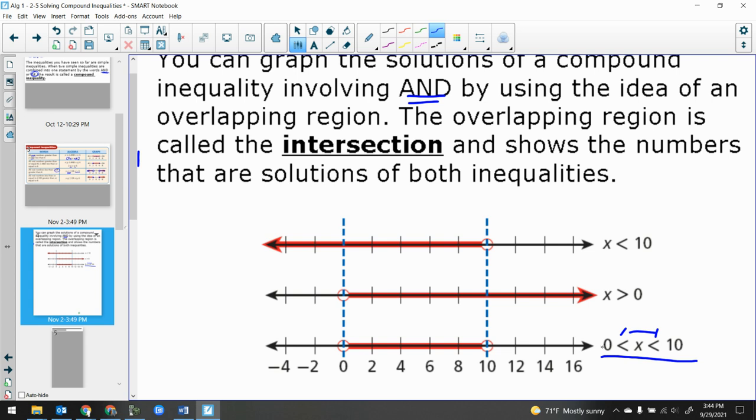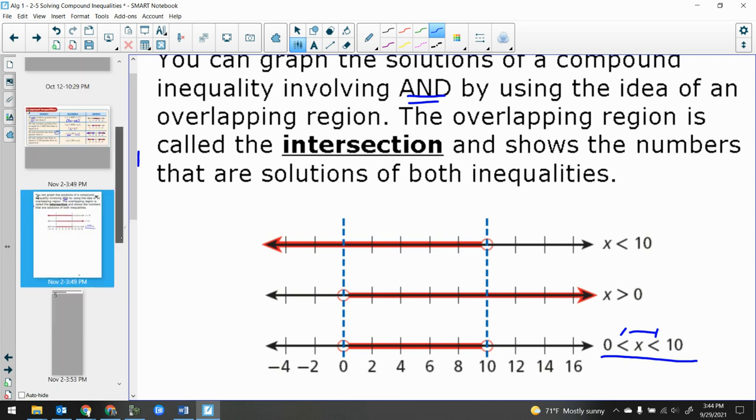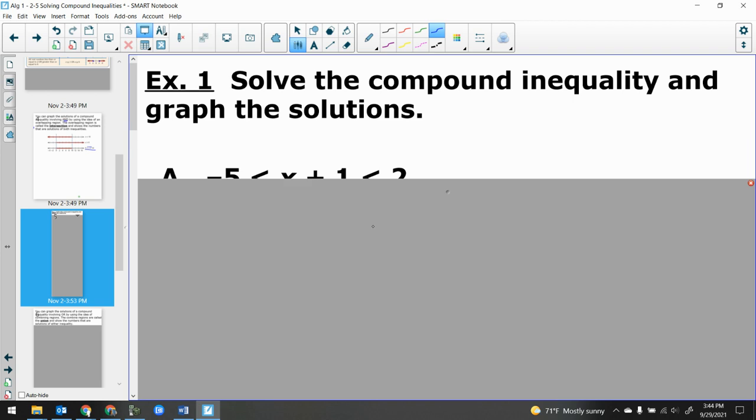Is 17 still good? Is that greater than 0? Yeah. But is that less than 10? No. So 17 does not work. It's got to meet both of the requirements. This is like the jeans and glasses type thing. Okay. Now, how do we solve those things?